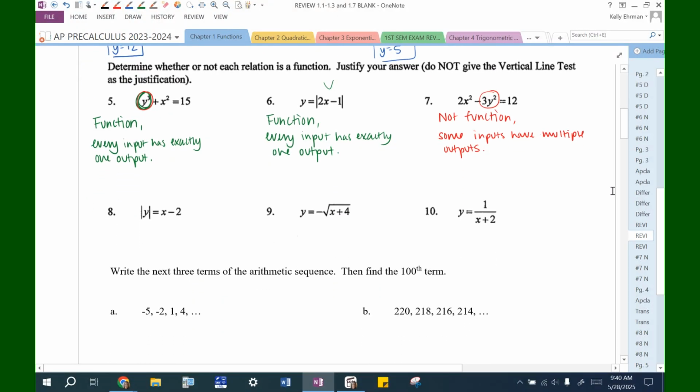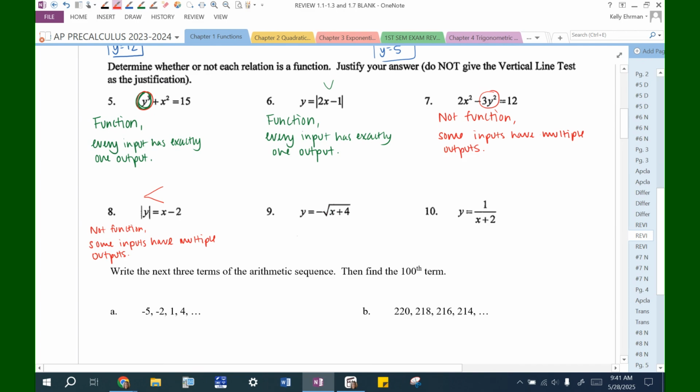If the absolute value is around the y, that's an absolute value graph that opens sideways, failing the vertical line test. But officially, I will say not a function, because some inputs have multiple outputs.